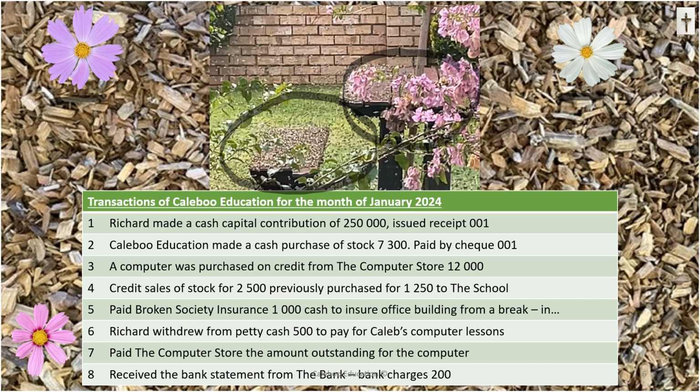Okay, let's get on to number 2. Calibre Education made a cash purchase of stock, 7,300, paid by cheque 001. Most payments now are made by an electronic funds transfer, an EFT, but the textbooks are still talking about checks, so I'm going to work with this. So a cash purchase of stock for 7,300 was made by Calibre Education, and a check was written out.